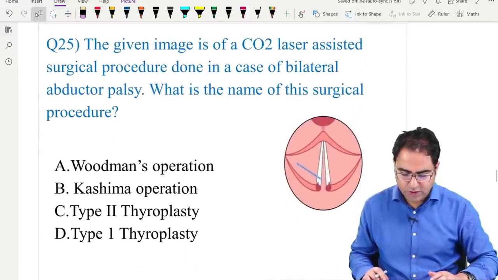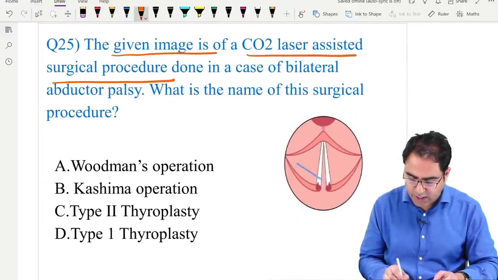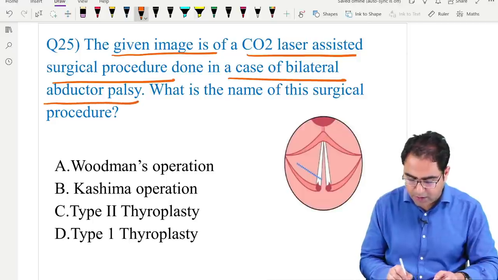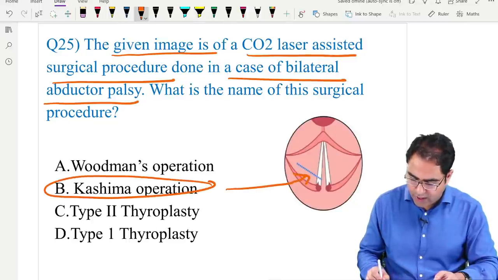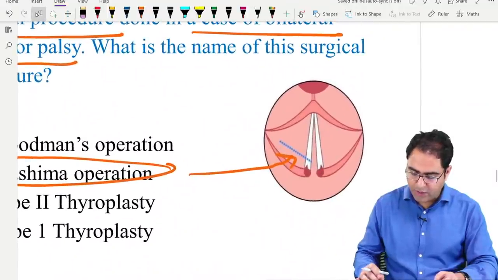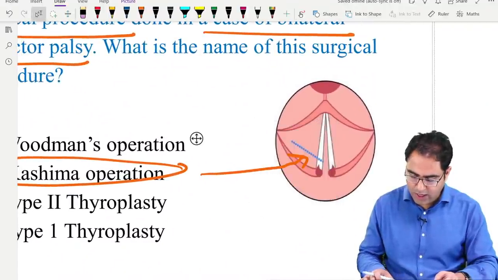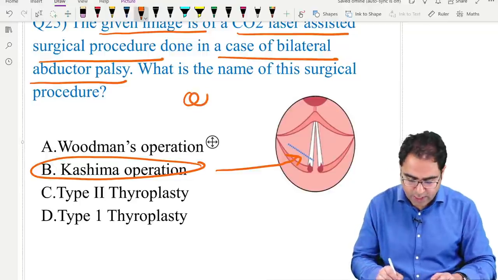Now, see the same question in the next one. The given image is of a CO2 laser-assisted surgical procedure done in a case of bilateral abductor palsy. What is the name of this surgery? It is Kashima operation, beta. Can you see over here? The laser is being applied to cut the membranous part from the cartilaginous part. This is called the Kashima operation. Okay? Please don't forget the Kashima operation.